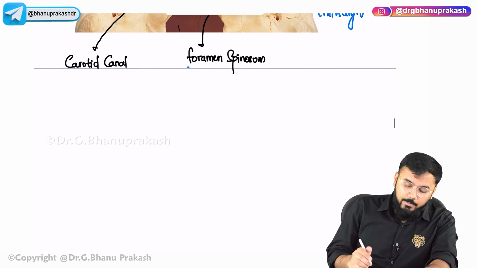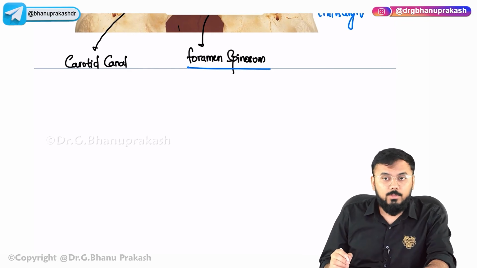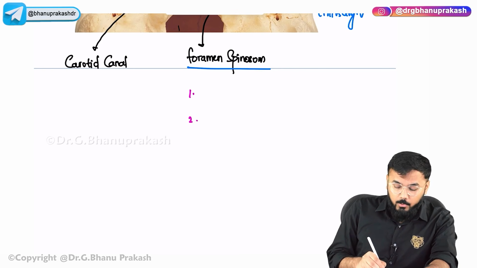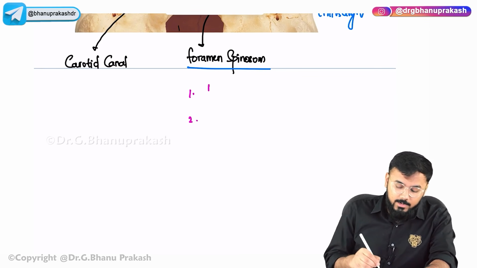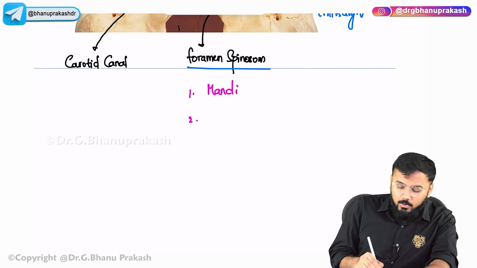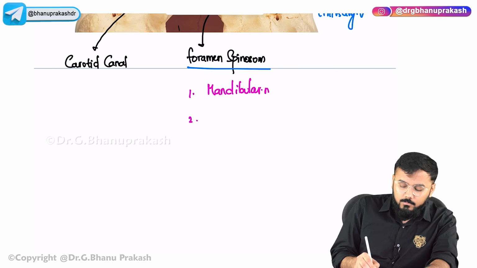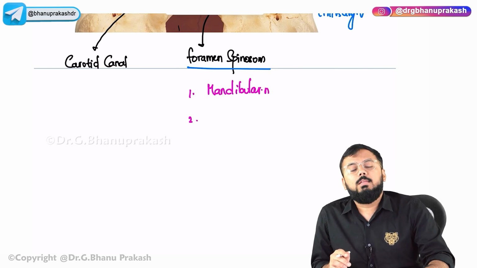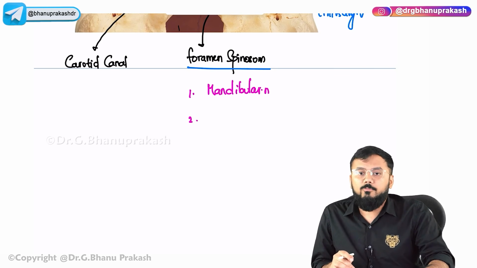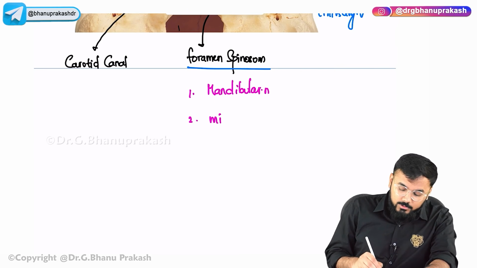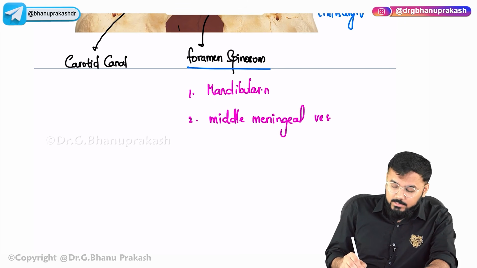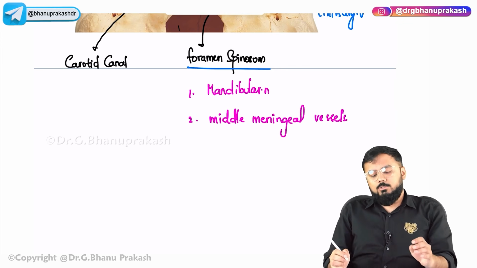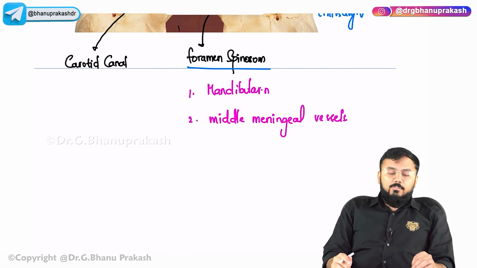Then what are the structures that are passing out of this foramen spinosum? So through foramen spinosum, two important structures pass out. One is a recurrent meningeal branch of mandibular nerve. Exactly speaking, the recurrent meningeal branches of mandibular nerve. And next you will also see middle meningeal vessels, in the sense middle meningeal artery and middle meningeal vein.